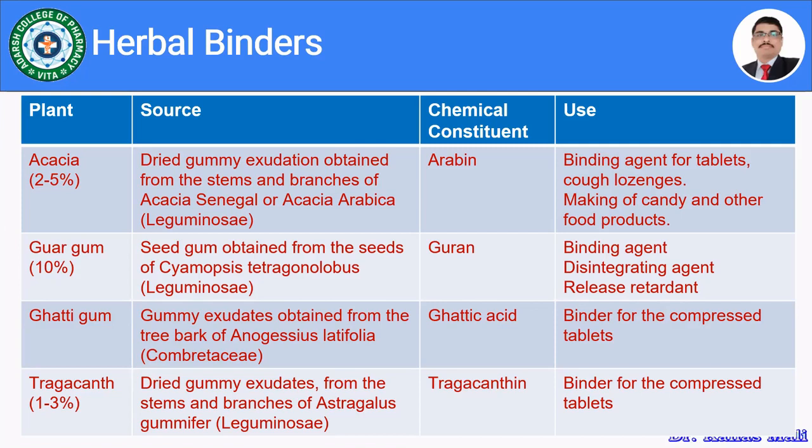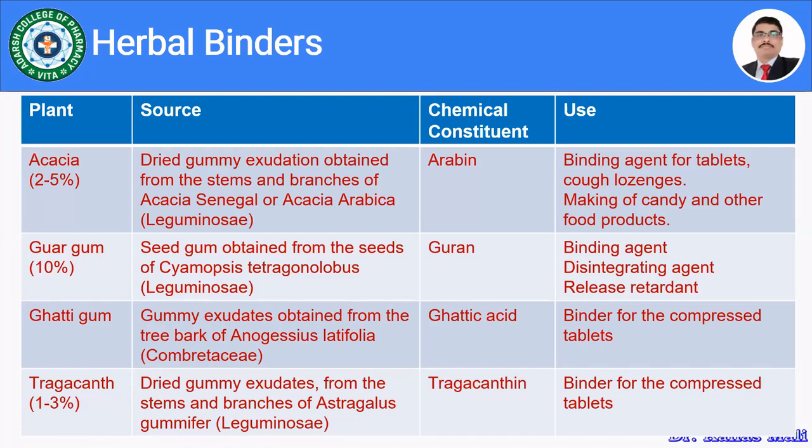The next herbal material is ghati gum. So again, it is a gummy exudate obtained from the bark of the trees of Anogeissus latifolia, belonging to family Combretaceae, which comprises mainly phytic acid and which is going to act as the binder for the compressed tablet.